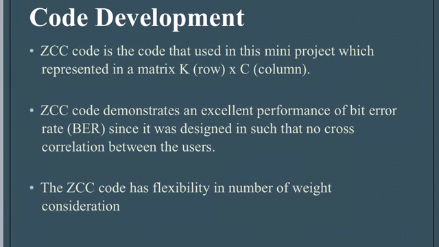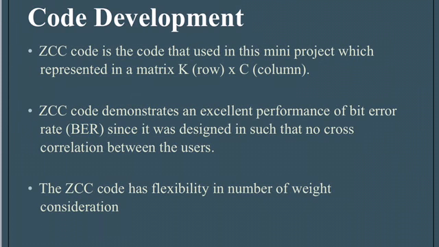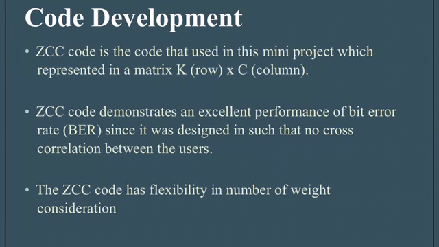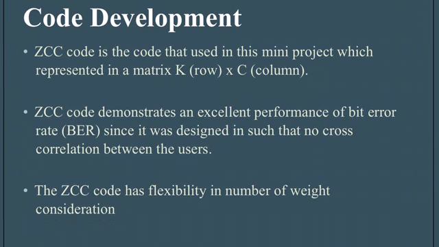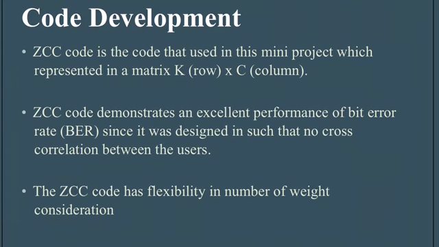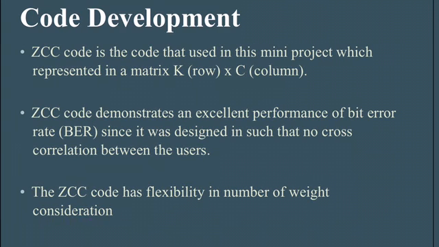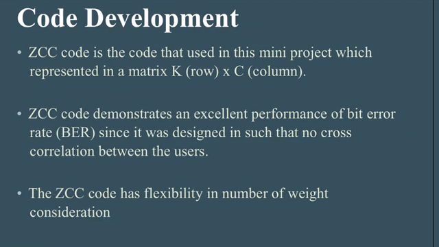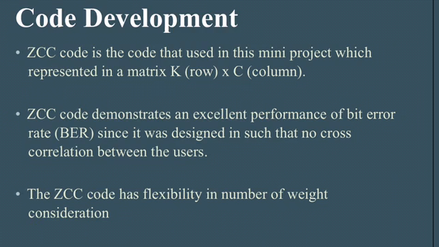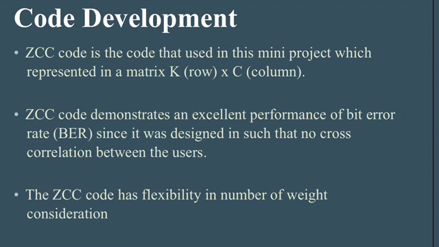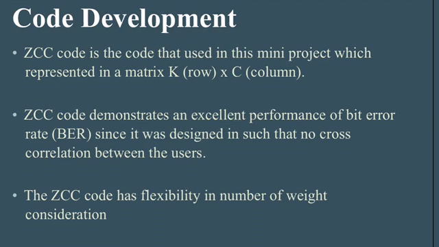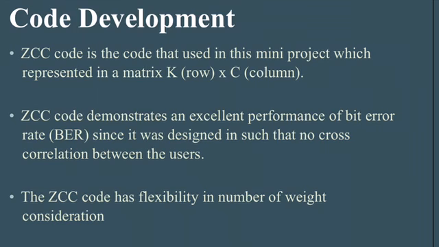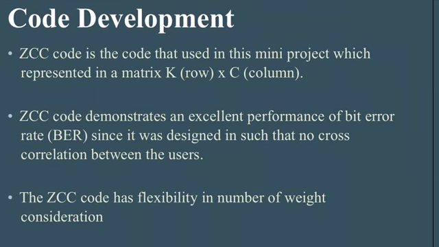The code development for ZCC code used in this mini project is represented in matrix K as row and C as column. ZCC code demonstrates an excellent performance of bit error rate (BER) since it was designed in such a way that there is no cross-correlation between the users. The ZCC code has flexibility in number of weight consideration.